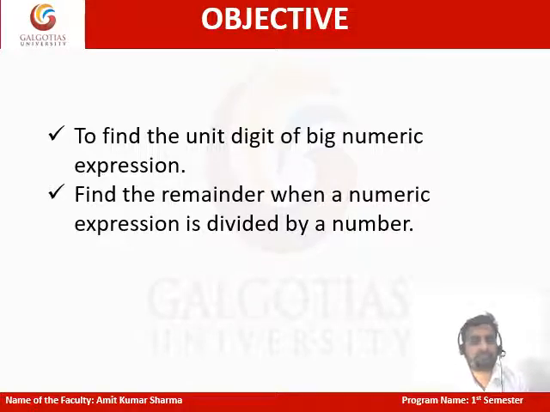Second is, if there is a big numeric expression and it is divided by a number, then what is the remainder? It can be multiplication of some numbers, or it can be a number raised to the power a number and divided by some number. So for this kind of questions, we'll learn how to find out the remainders without doing actual long division.